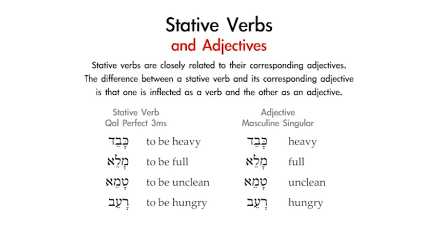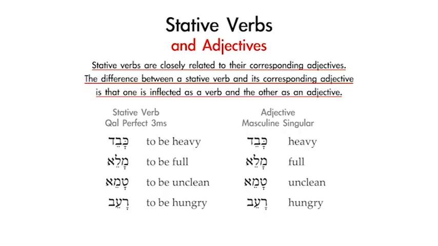You also need to know that stative verbs are very closely related in form to their corresponding adjectives. Look at your screen with me. Stative verbs are closely related to their corresponding adjectives, as we have just said. The difference between a stative verb and its corresponding adjective is that one is inflected as a verb and the other as an adjective. Now that sounds a little bit funny, but of course that's true. A stative Qal Perfect verb will take perfect afformatives and inflect for person, gender, and number. The corresponding adjective will take the inflectional endings ah, im, or oth, just like any other adjective.